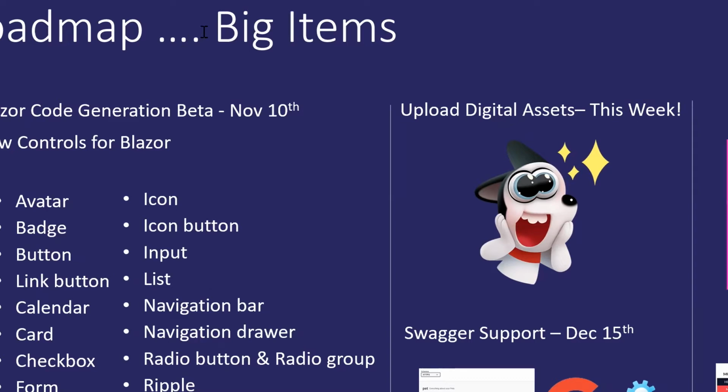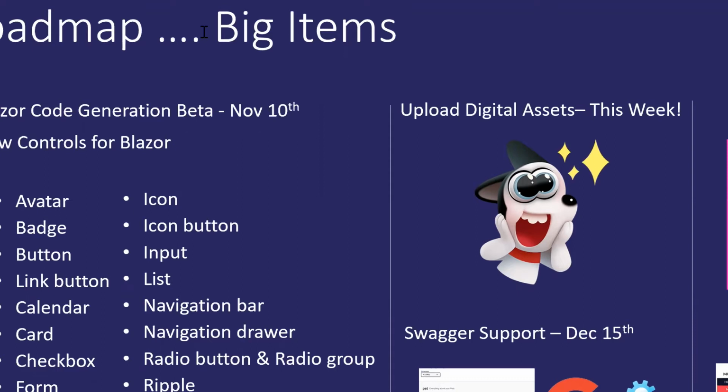Roadmap, I always want to get this out of the way in the beginning, because these questions will inevitably come up throughout the webinar. I get 100 questions a week about when is Blazor coming. Blazor is coming November 10th in a beta form.